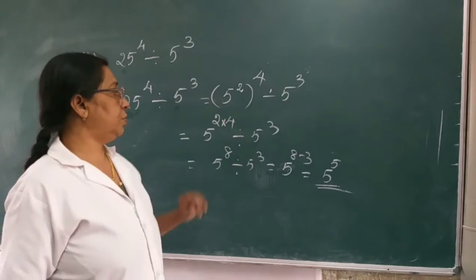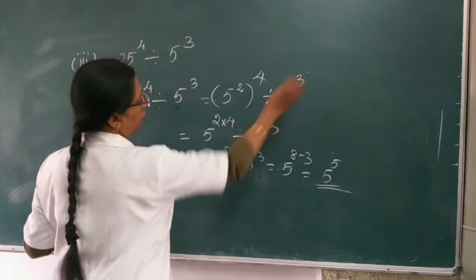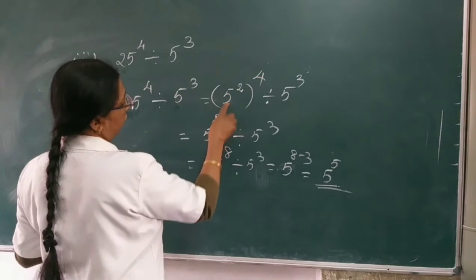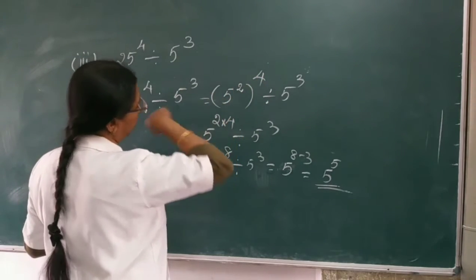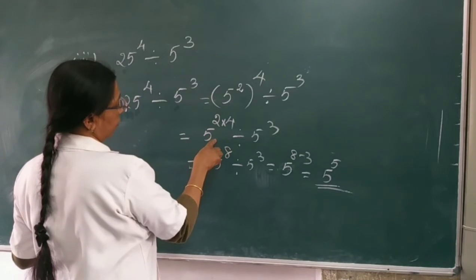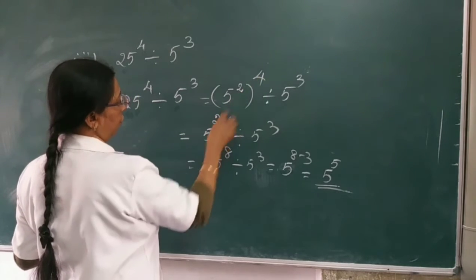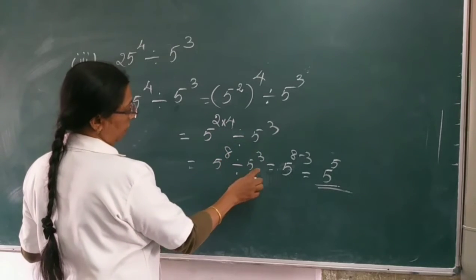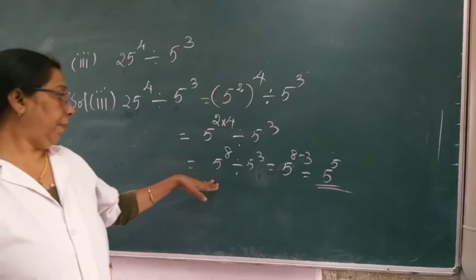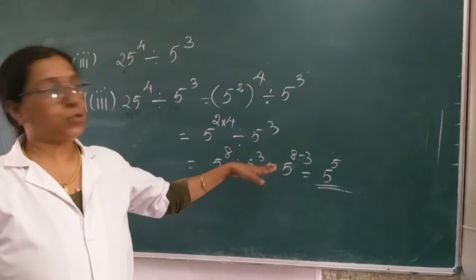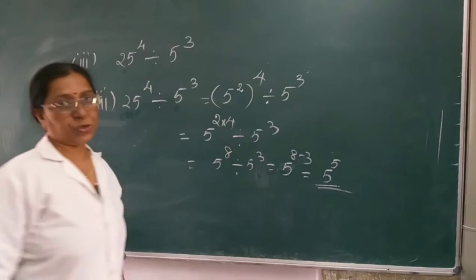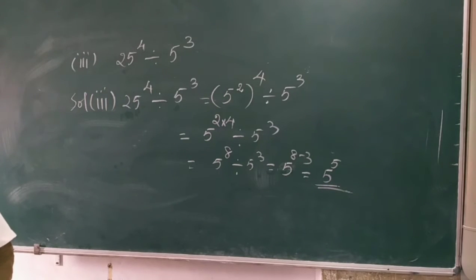Okay, 5 square the whole raised to 4 divided by 5 cube. 5 square the whole raised to 4 is a raised to m the whole raised to n, so a raised to mn: 5 raised to 2 into 4 divided by 5 cube. 2 into 4 is 8, so 5 raised to 8 divided by 5 raised to 3. A raised to m divided by a raised to n is equal to a raised to m minus n, that is 8 minus 3, 5. 5 raised to 5. Then next, what is next?